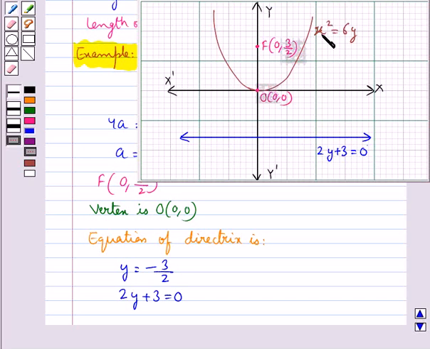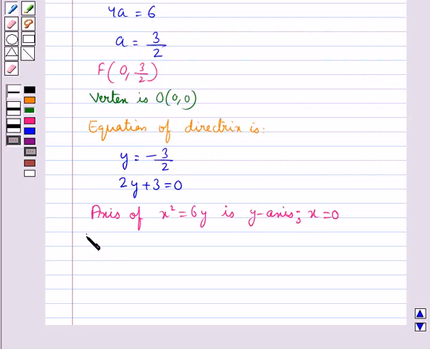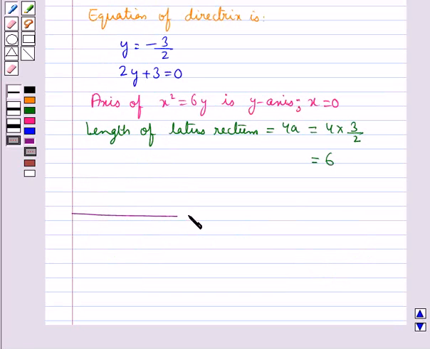Now since the equation of the parabola has x square term in it, its axis is the y axis, whose equation is given by x equal to 0. Then length of the latus rectum is given by 4a, that is equal to 4 multiplied by 3/2, which is equal to 6. This completes the session. Hope you have understood the concept of the conic section parabola.